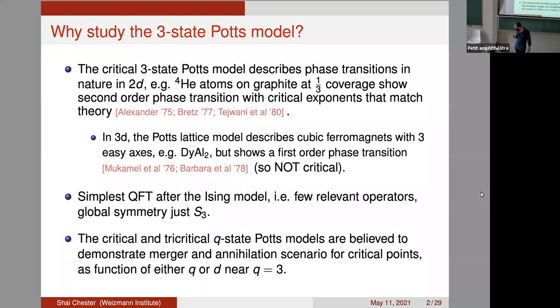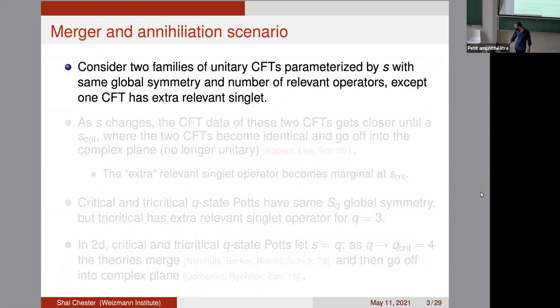Lastly, and most relevant to this talk, the critical and tricritical Q-state Potts models, which I will describe in more detail, are believed to demonstrate the merger and annihilation scenario for critical points as a function of either Q or spacetime dimension D near the value Q equals 3. So I will, in the next slide, explain what I mean by this merger and annihilation scenario for critical points.